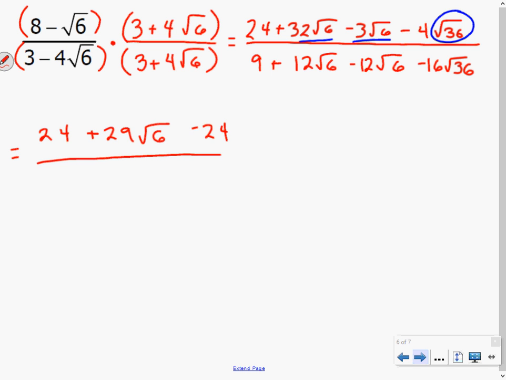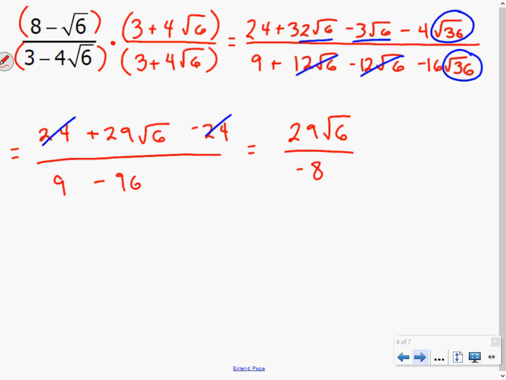In the denominator, hopefully you notice that these middle terms are going to cancel out. This square root of 36 becomes a 6, so we're not going to have any square roots in the denominator, which is really our entire goal of this. Okay, so we really have 9 minus 96. So let's go back through. Our 24s in the numerator cancel, leaving us with only 29 square root of 6. 9 minus 96 is negative 87.